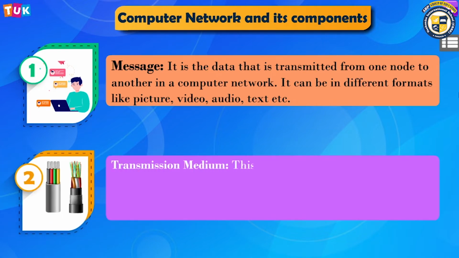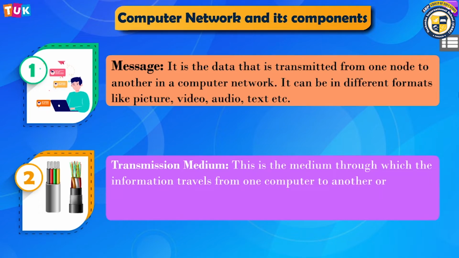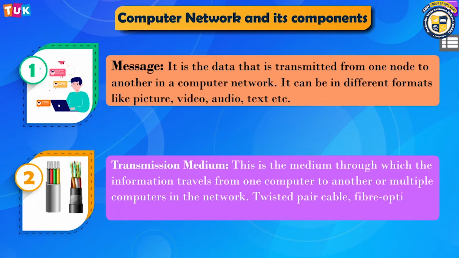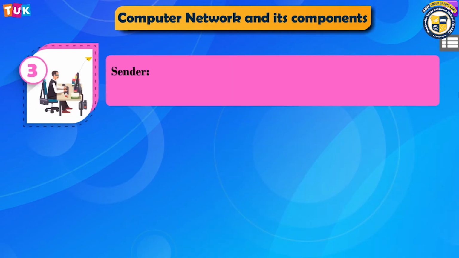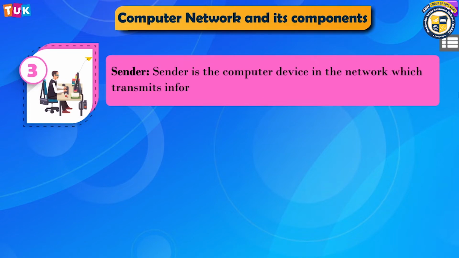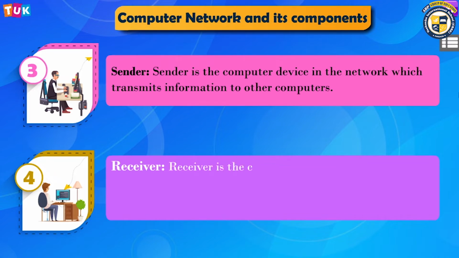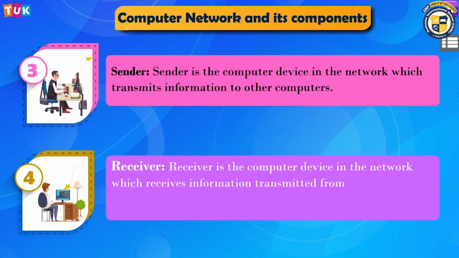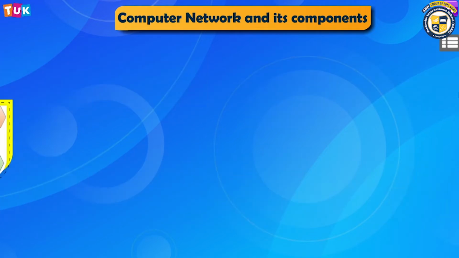Transmission medium. This is the medium through which the information travels from one computer to another or multiple computers in the network. Twisted pair cable, fiber optic cable, coaxial cable, and radio waves are some examples. Sender. Sender is the computer device in the network which transmits information to other computers. Receiver. Receiver is the computer device in the network which receives information transmitted from another computer.